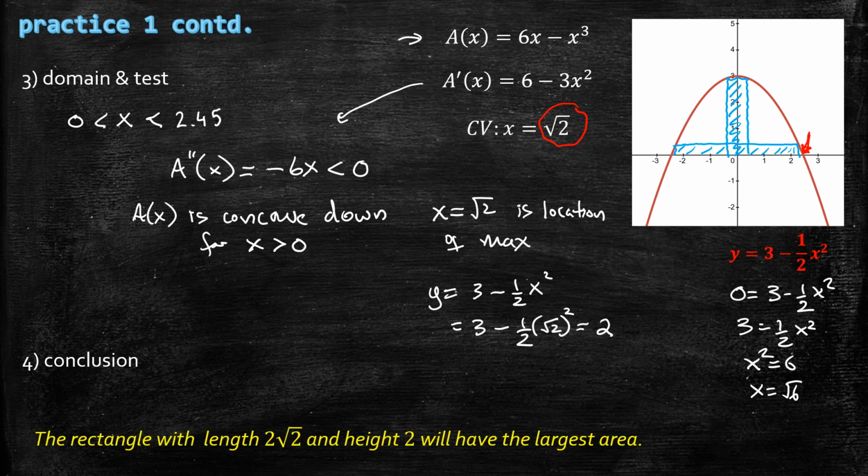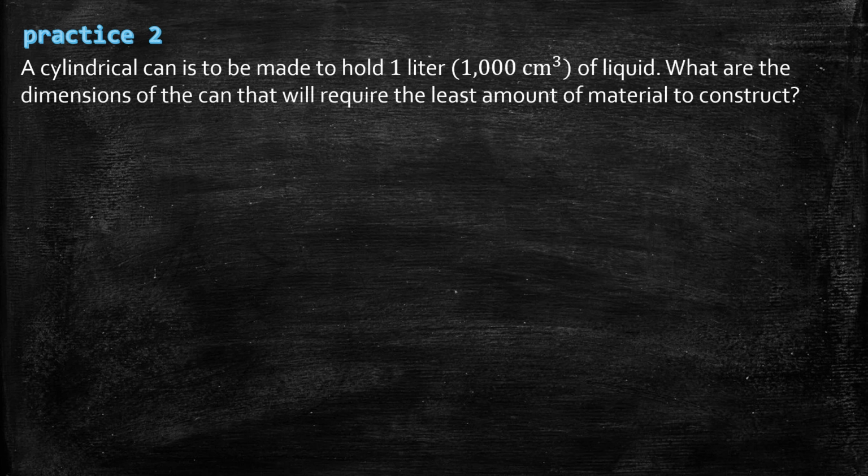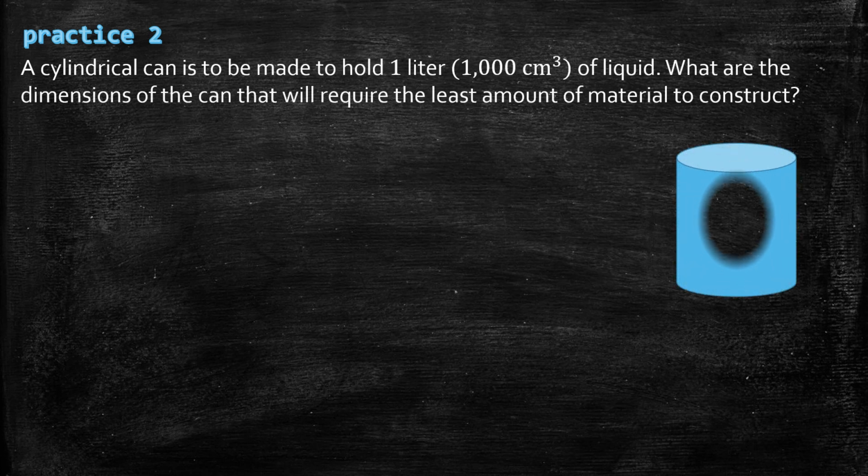And so we can make our concluding statement. The rectangle with length 2 root 2 and height 2 will have the largest area. For our second practice problem, another classic optimization problem. A cylindrical can is to be made to hold 1 liter, 1,000 centimeters cubed of liquid. What are the dimensions of the can that will require the least amount of material to construct?